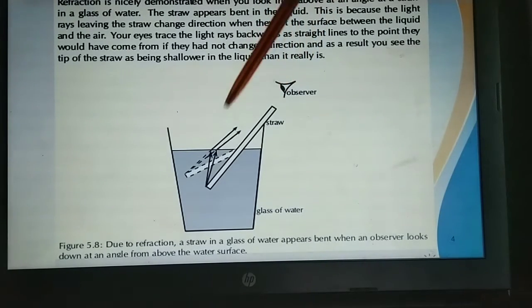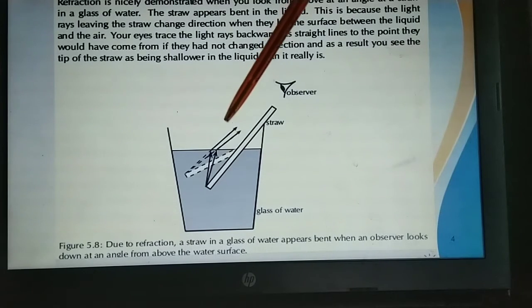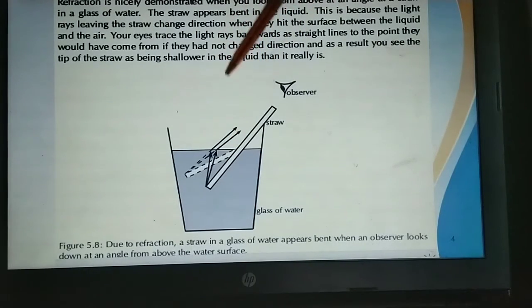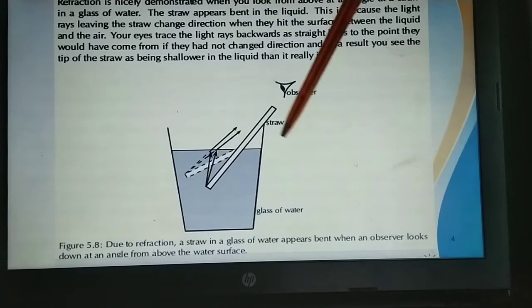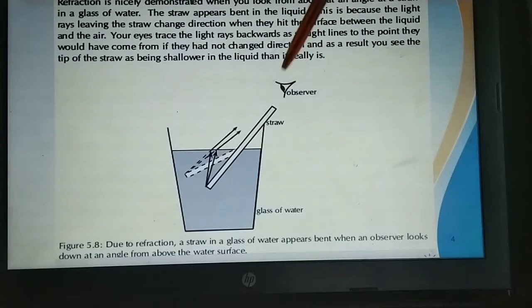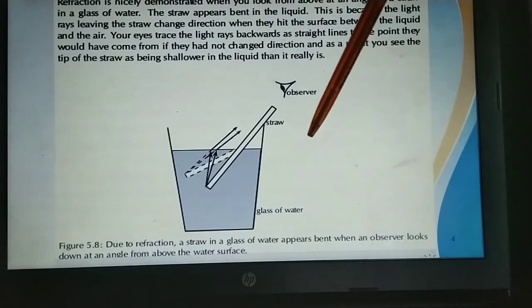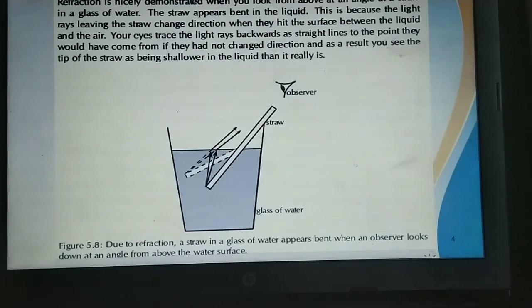Then the light will bend, or change direction, and then continue traveling. So that is what this whole statement is talking about. For it to be reflected, the incident light must be perpendicular to the surface or parallel.